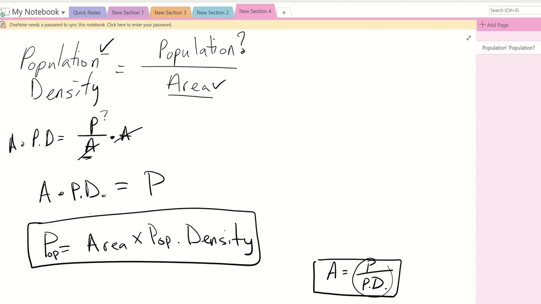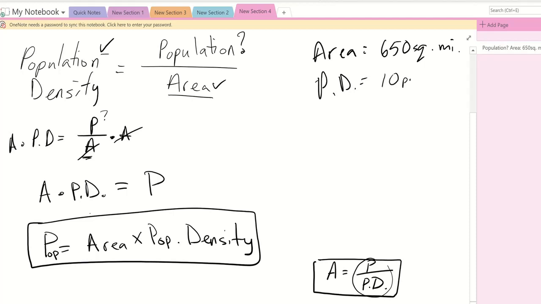Here's an example. Let's say you have an area, again, this is an example using the third type. Area equals 650 square miles. Population density, we know, right? Let's say that's given. Population density is about, let's say, 10 people per square mile, right? We want to know what the population is, right? What is the population, right?